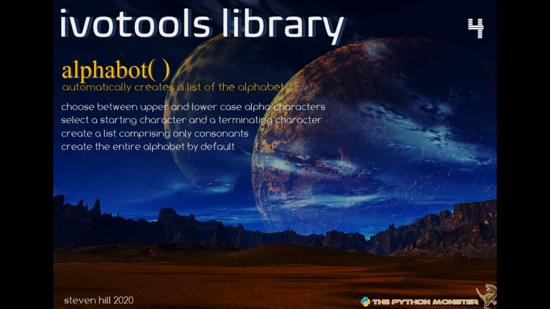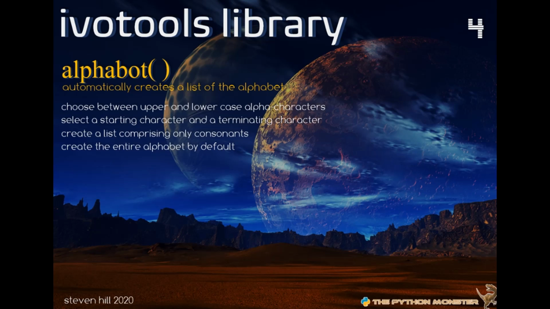In this one, guys, we're looking at alphabot. So alphabot automatically creates a list of the alphabet. You can choose between upper and lowercase alpha characters. You can select a starting character and a terminating character. In other words, you can choose a substring from the alphabet.